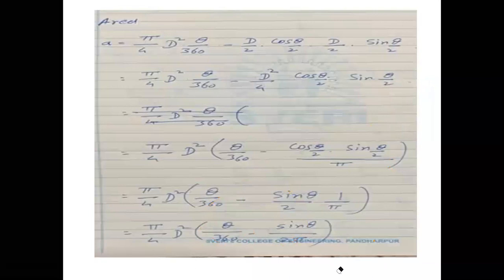Okay, now you can see here the final equation for small a, the cross-sectional area, will be pi by 4 into d square into theta by 360 minus sin theta upon 2 pi. That is the final equation. So you can write down this equation for finding out the area small a.